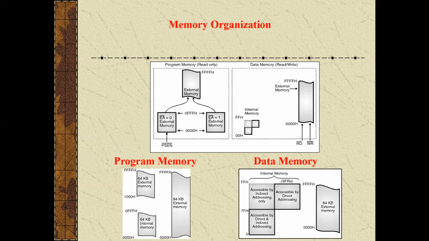The internal memory space is divided into 3 blocks. First one is 0 to 7FH, the upper 128 bytes are 80H to FFH, and there are some special function registers also there. We can see the details when going to that section.